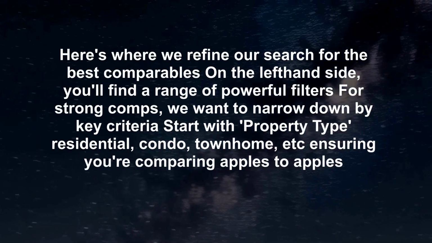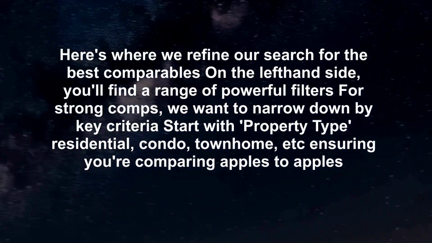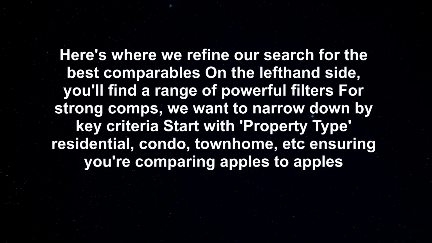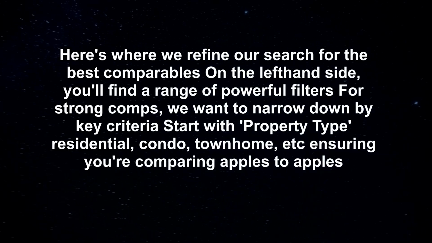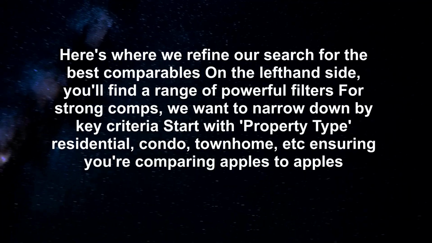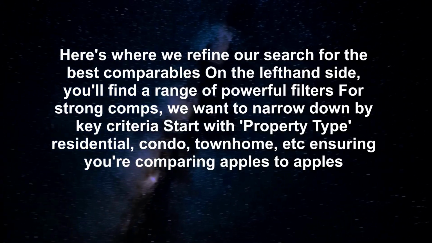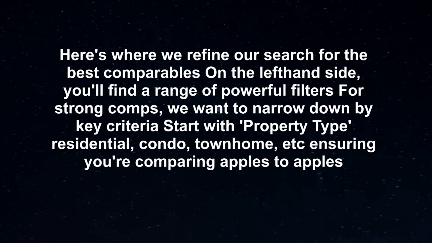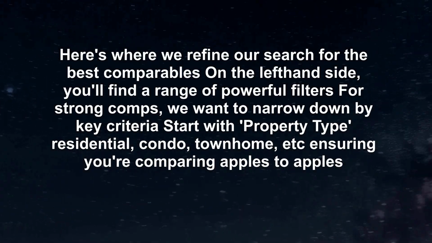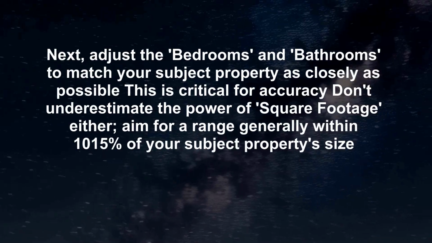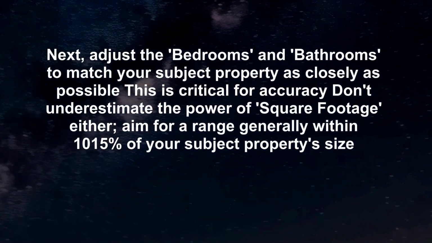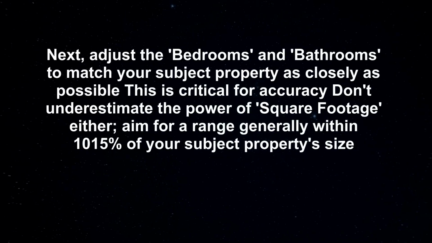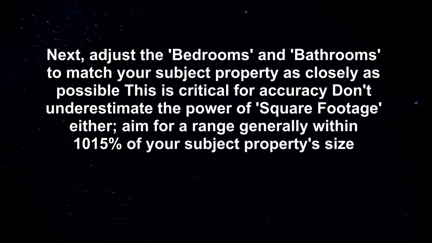On the left-hand side, you'll find a range of powerful filters for strong comps. We want to narrow down by key criteria. Start with property type: residential, condo, townhome, etc., ensuring you're comparing apples to apples. Next, adjust the bedrooms and bathrooms to match your subject property as closely as possible. This is critical for accuracy.